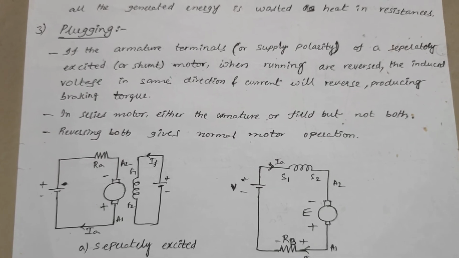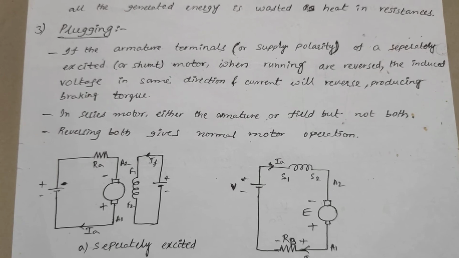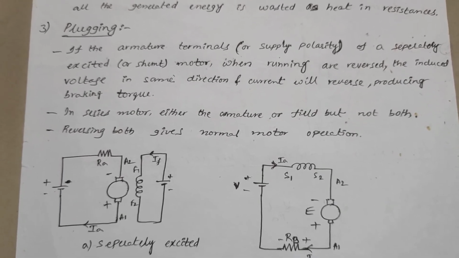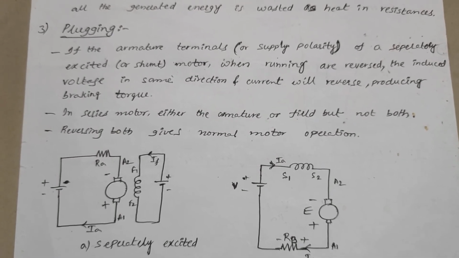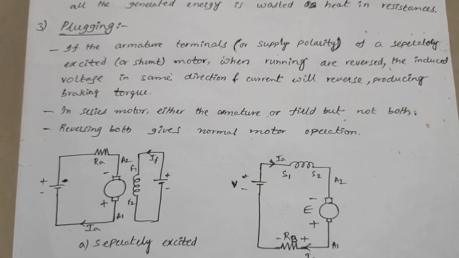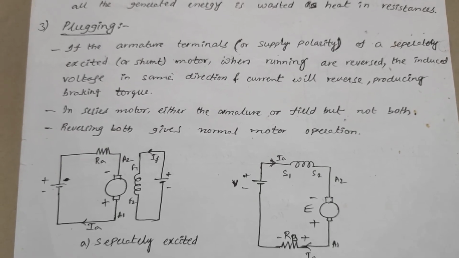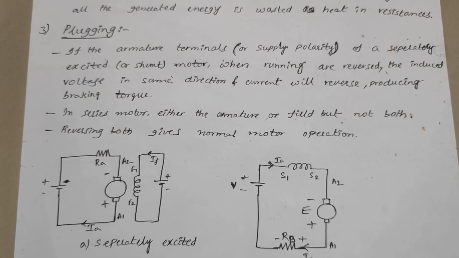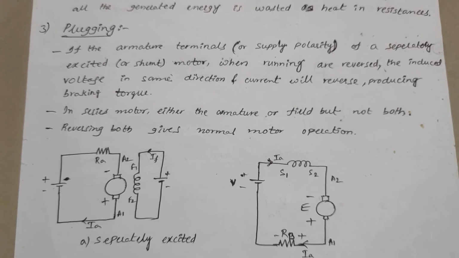So here, if the armature terminals or supply terminals of a separately excited or shunt motor when running are reversed, here we need to reverse the supply terminals, the armature terminals. In a shunt motor, both are the same. So the armature terminals get reversed during the running operation. But the induced voltage should be in the same direction and the current will reverse, producing the braking torque.